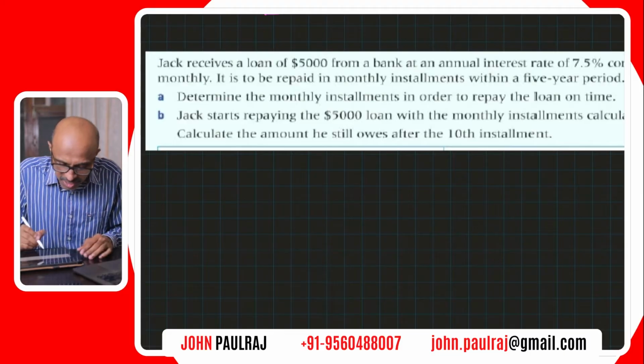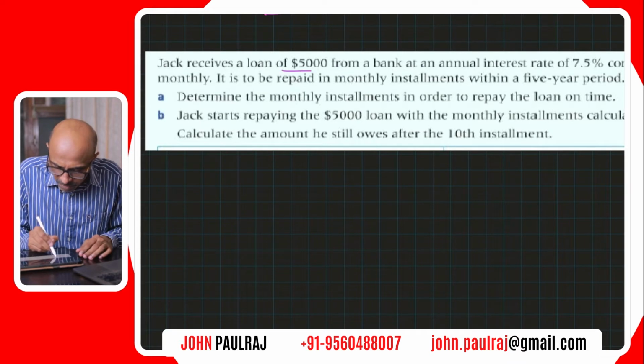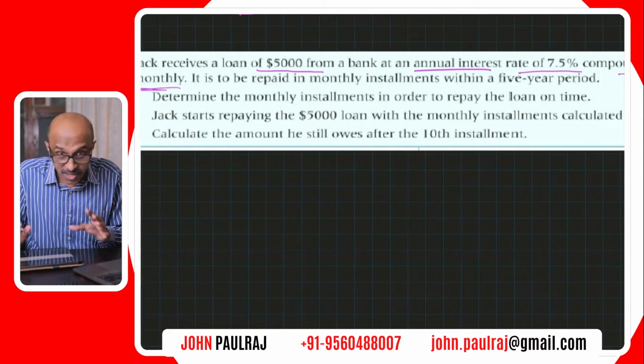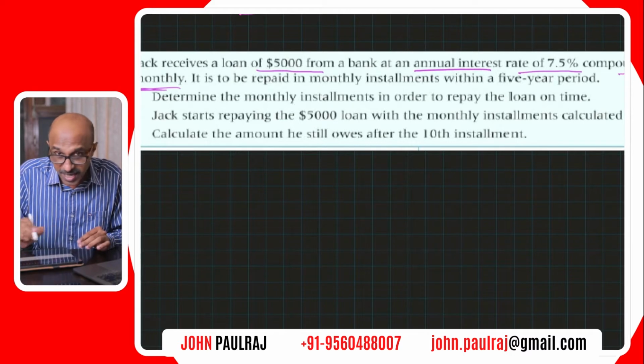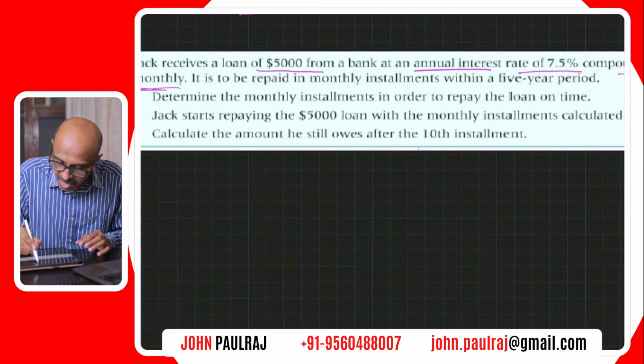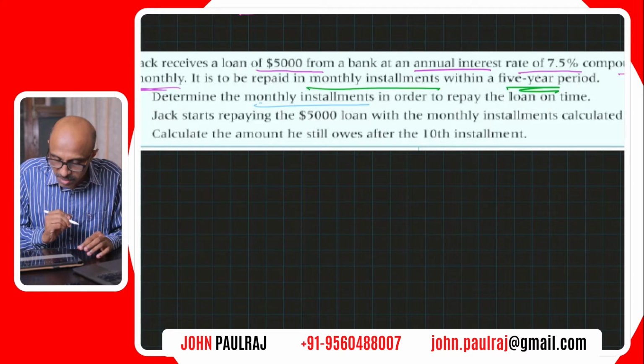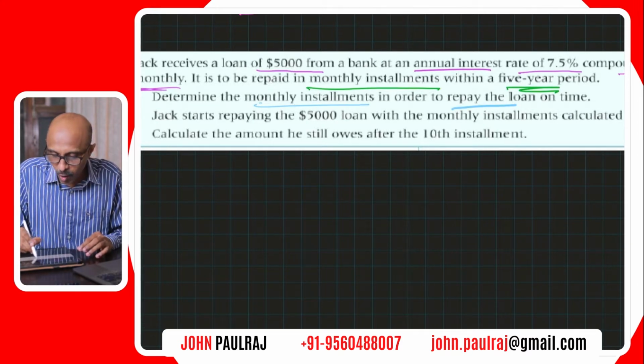The question for today is: Jack receives a loan of $5,000 from a bank at an annual interest rate of 7.5% compounded monthly. Okay, so this is a good habit to just mark some of the key aspects of a question as you are reading along. It is to be repaid in monthly installments within a 5-year period. Determine the monthly installments in order to repay the loan on time.